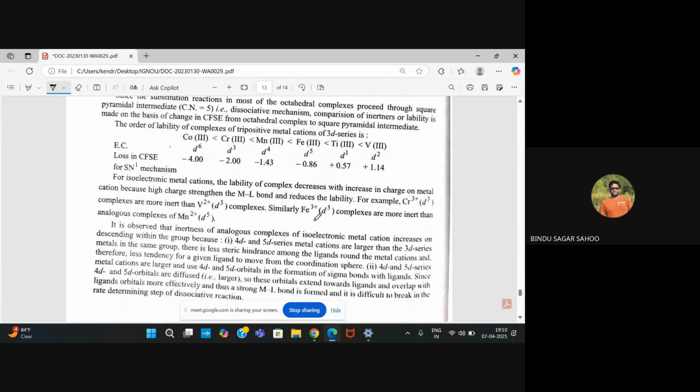Similarly, you can see here iron 3 plus and manganese 2 plus. Here also a D5 complex, here also a D5 complex. But in iron, the charge is more, so this one will be the inert complex. And in manganese, the charge is less, so this one will be the labile complex.